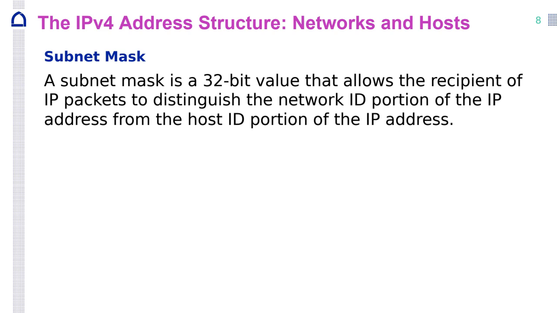How do I know the subnet mask? The subnet mask for a class B is 255.255.0.0. The first 255 means the first part is for the network. 255, the second part is for the network. 0.0 means this is for the host. Okay? Very good.